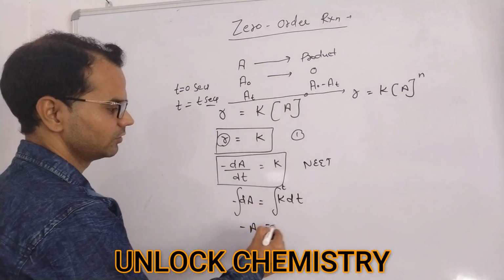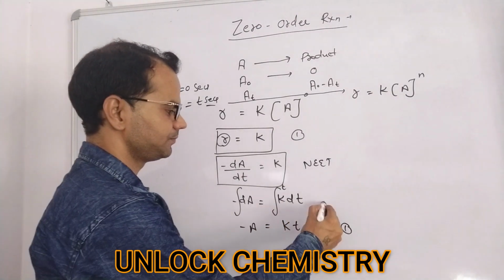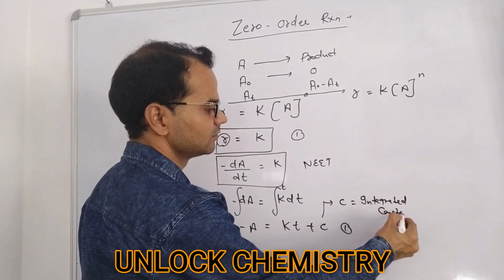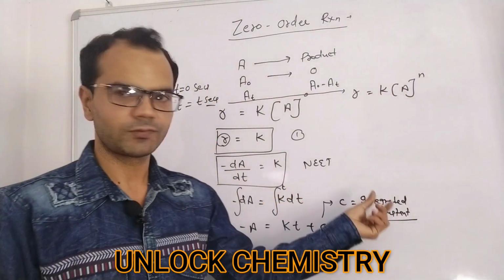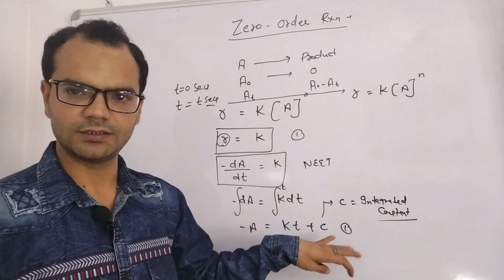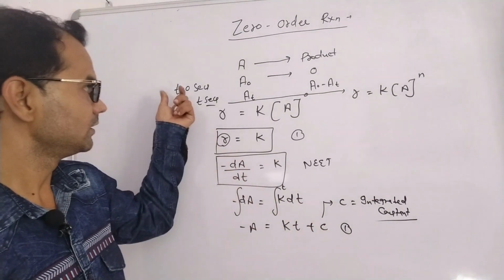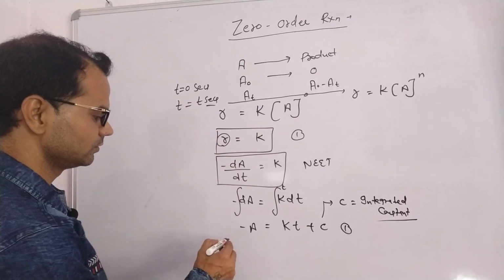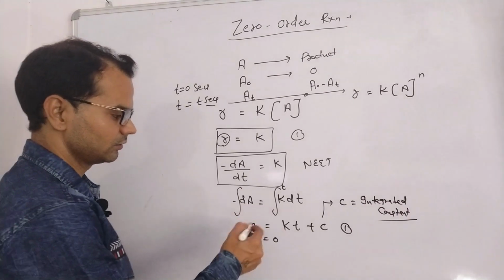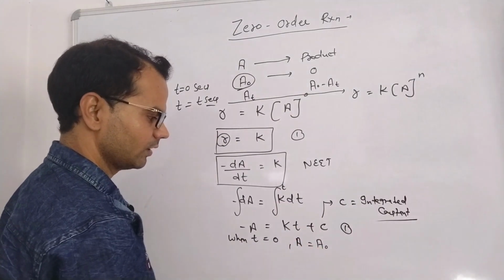So minus A equal to Kt plus C, where K is the constant and C is called integrated constant. Its value is very small. Minus A equal to Kt plus C. So now we have to find out the value of C. Let us start with the 0 second time. When t equal to 0, concentration is A0, A equal to A0.